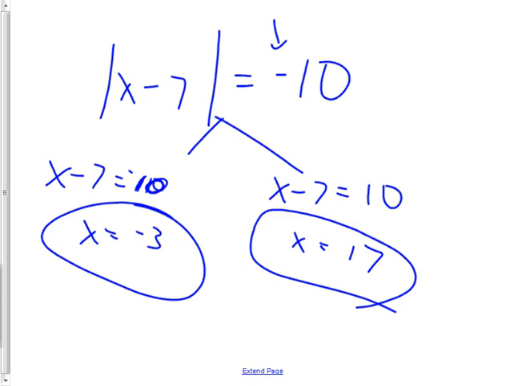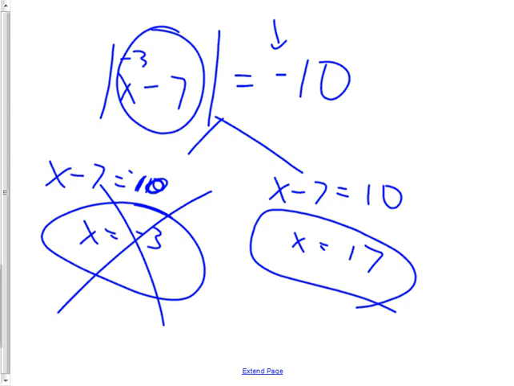Watch, if I put in negative 3 here, that comes out to negative 10. What's the absolute value of negative 10? 10. It's not negative 10. See, it doesn't work. And I want to warn you, sometimes only one of your answers works and the other one doesn't. So you ought to check every single answer you get. Because sometimes you're going to have done the problem perfectly and have 2 answers and then one just doesn't work.